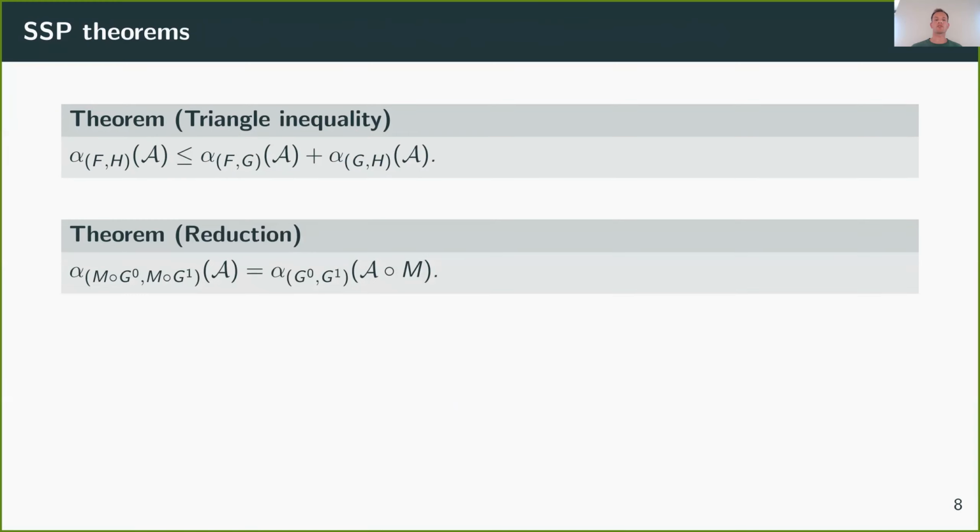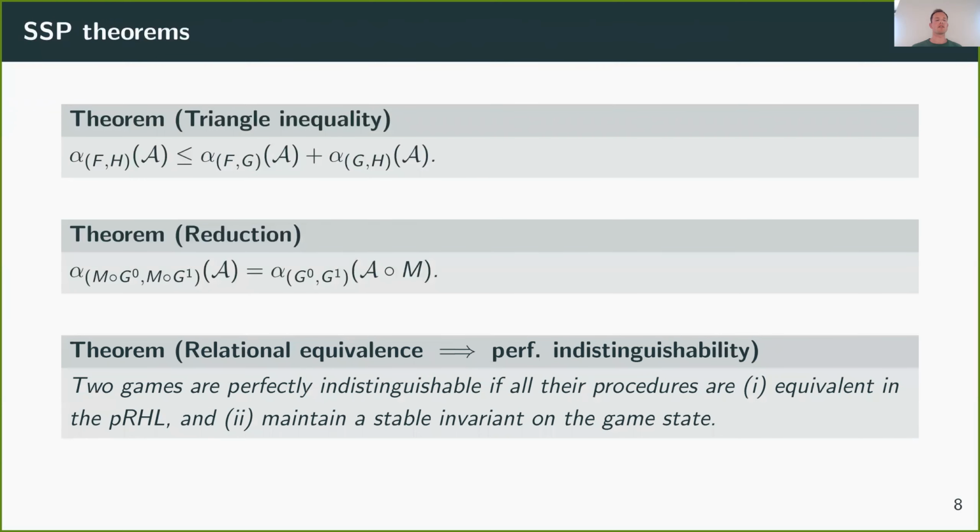The reduction theorem allows us to push equal parts of larger composite packages into the adversary, allowing us again to proceed working on smaller packages. This is possible only when M does not share state with G0 and G1. The SSProve methodology hinges crucially on the possibility to switch between high-level and low-level proofs when appropriate. This switch is enabled by the third theorem. It allows us to establish perfect indistinguishability of packages containing code that is not syntactically equal by proving in the relational logic that all implemented procedures are equivalent and that the state satisfies a suitable invariant.